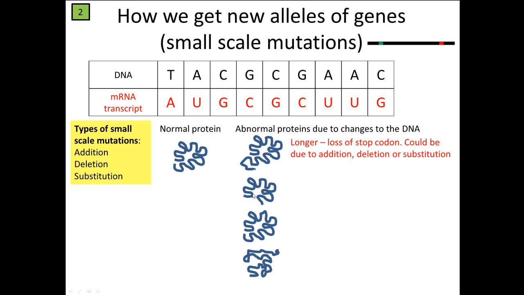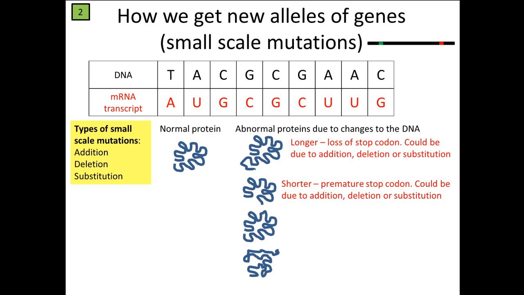This other one here is a smaller protein. So how can I get a smaller protein? Well, back to this diagram, if I shuffle that red inwards, I'll end up with a smaller protein. This is the opposite of the first one. You can get a premature stop codon. So you can lose a stop codon, or you can get a premature stop codon. Again, that could be due to addition, deletion, or substitution. There'd have to be just the right bases there that happen to cause a premature stop codon.